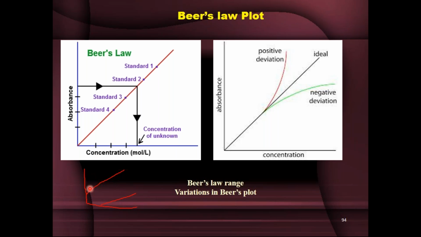Why have you not got an ideal Beer's plot here? And can you get it? Yes, you can in most cases. Here what it signifies is, at zero, because this is the concentration axis, so at zero concentration you are getting some absorbance. Even when the sample is not there, some absorbance is being indicated. That means something else is absorbing other than your substance.